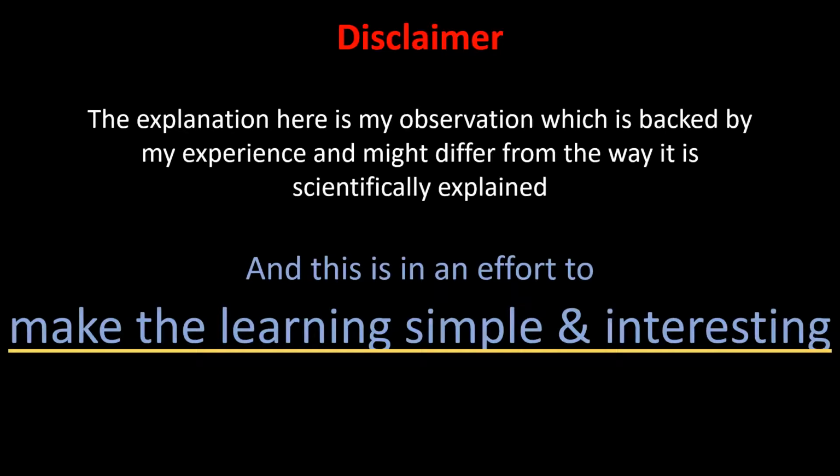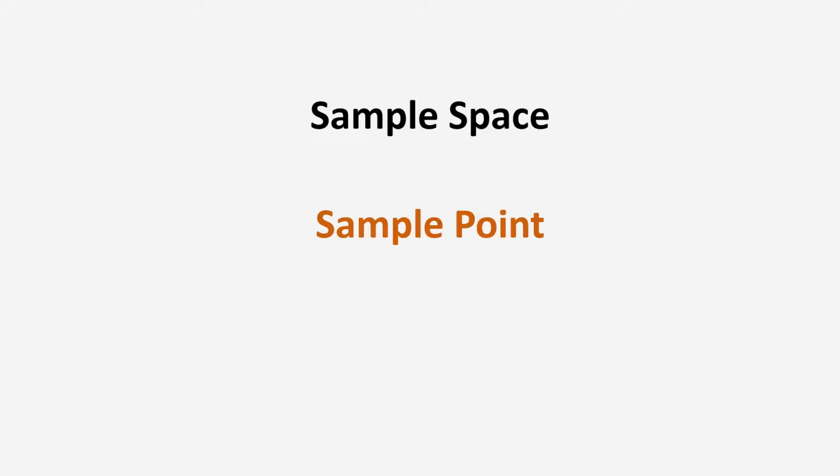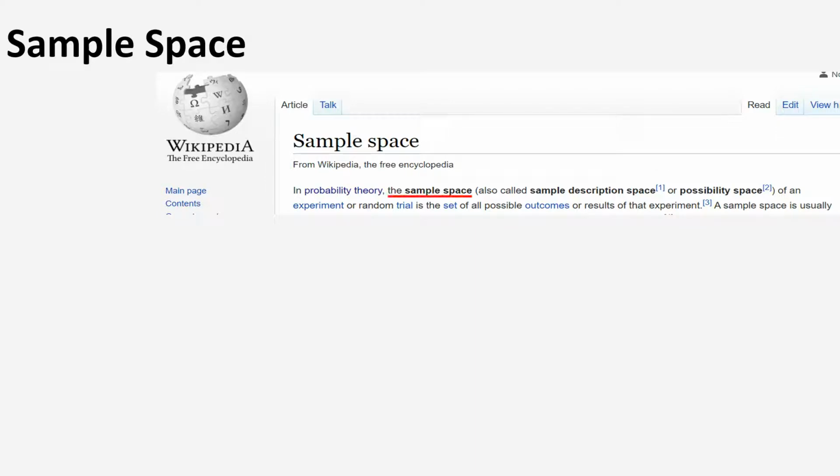Before we proceed further with probability, there are certain key terms or jargons which are very frequently used in it, and those are sample space, sample point, and event. So let's understand each of them in detail first. Let's look at sample space. As per Wikipedia, sample space of an experiment is the set of all possible results of that experiment.